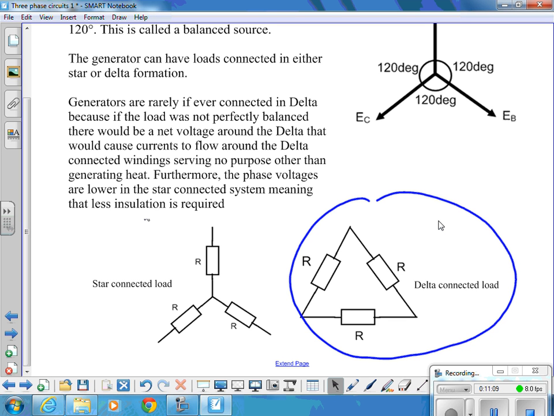Furthermore, if you were to connect in delta, your phase voltages would be higher, and therefore you'd need more insulation in the windings. Okay, so there's a number of reasons why you don't connect in delta, but the main one is this circulating current issue. Because if you can find very many perfectly balanced loads, you'd be a lucky person, because even your average motor is not a perfectly balanced load. Alright, but generating in star gets around that problem to a certain extent.